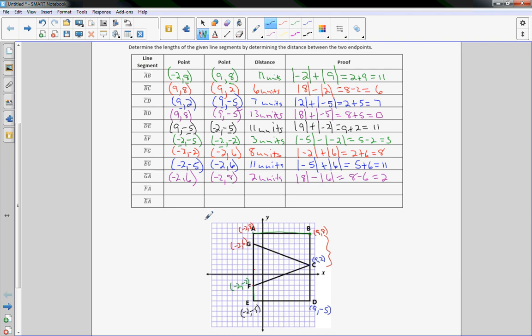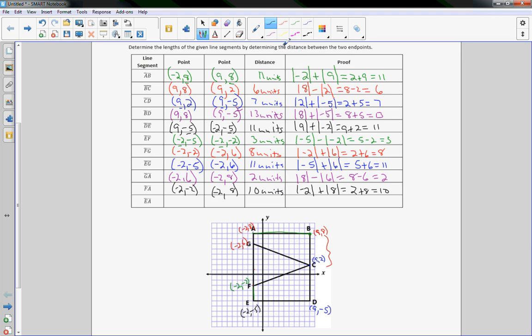FA. F is here, it's -2, -2. A is -2, 8. The X's are the same, so I focus on the Y's. One's positive, one's negative, so we're going to add the absolute value of -2 plus the absolute value of 8 equals 2 plus 8, which is 10. So this is 10 units.